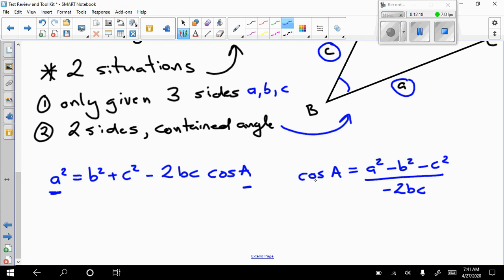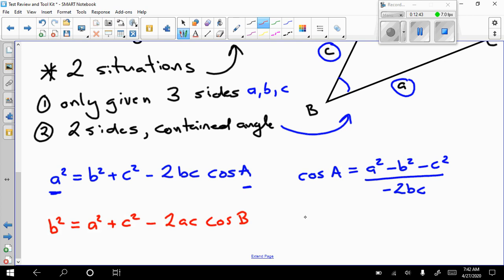And just so you know, you can write it in other ways. Like I could write it with this side b on its own. So watch this. Here's what would change. It would be b squared is equal to a squared plus c squared minus 2ac and then cos of angle B. So notice how it changes just a little bit depending on which side you put by itself.